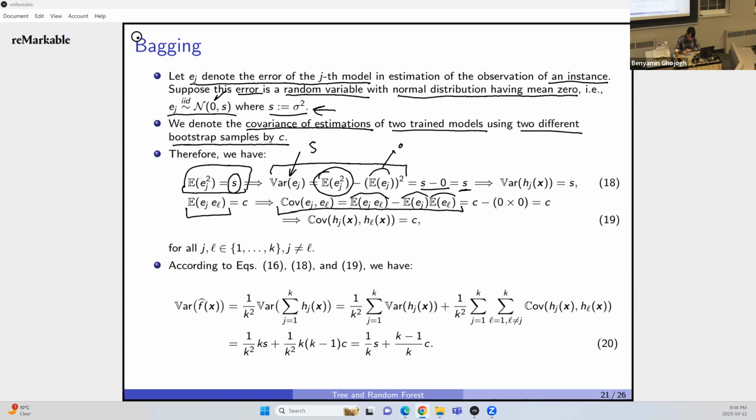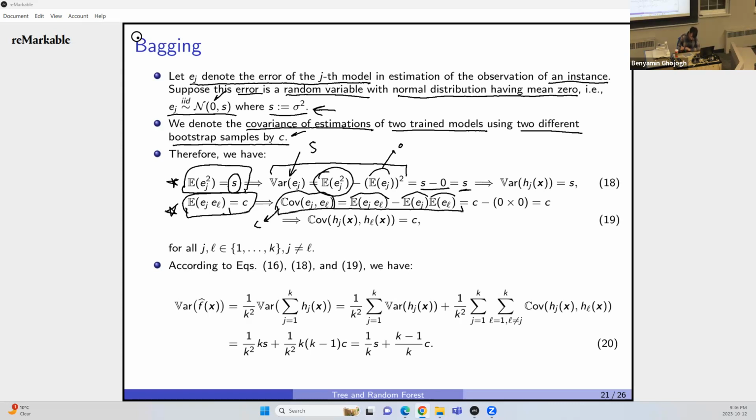What is the expectation of EJ-EL? I don't know. I want to find it. What is the covariance of EJ-EL? I denote it by C. Do you remember? So the expectation of EJ-EL is C. Okay? Clear? Now I'm going to use these two.